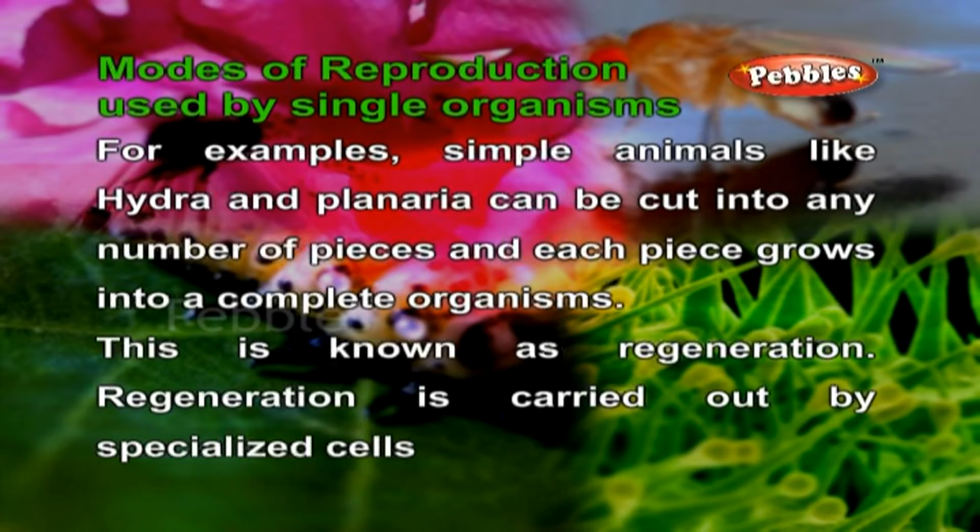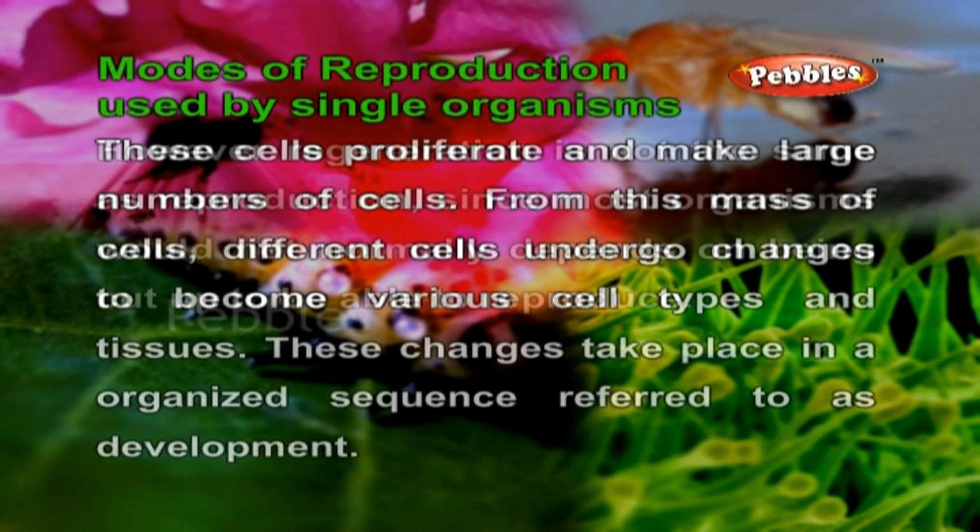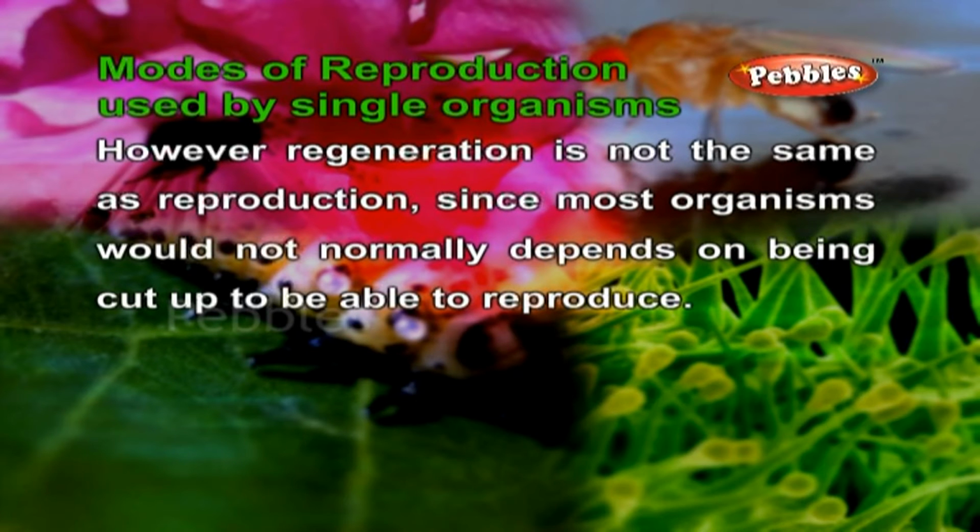Regeneration is carried out by specialized cells. These cells proliferate and make large numbers of cells. From this mass of cells, different cells undergo changes to become various cell types and tissues. These changes take place in an organized sequence referred to as development. However, regeneration is not the same as reproduction, since most organisms would not normally depend on being cut up to be able to reproduce.